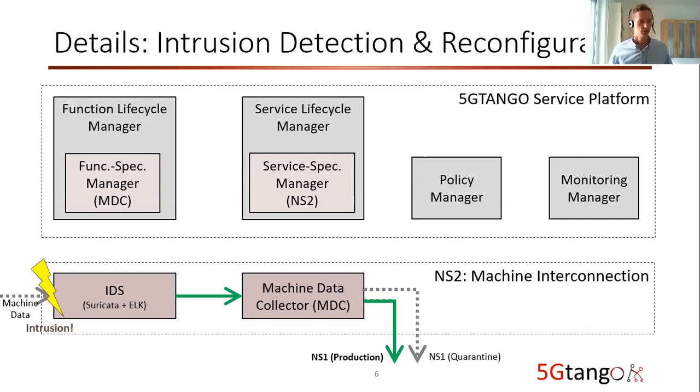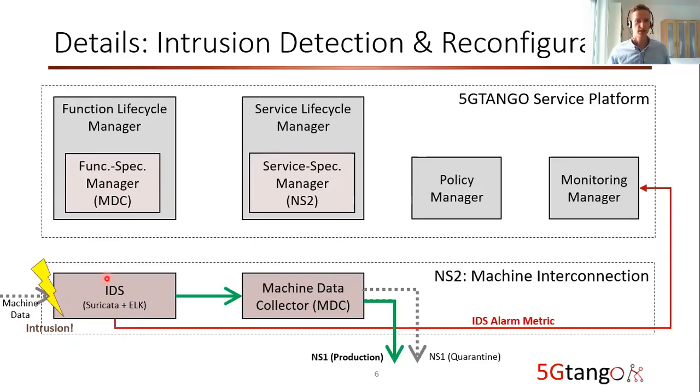In case we do have an intrusion, this intrusion is detected directly here at the IDS system. The IDS system sets an IDS alarm metric, which is picked up by our monitoring system, the monitoring manager. At this monitoring manager, we have rules installed to react to that alarm, that trigger an alarm and send it to the policy manager. Again, here we have a policy installed that at runtime reacts to this alarm trigger and knows that we have to reconfigure our network service 2. So it sends a reconfiguration trigger to our service-specific manager.